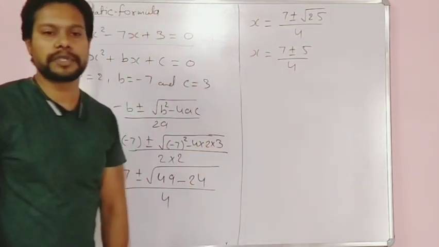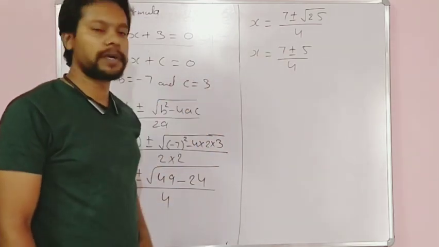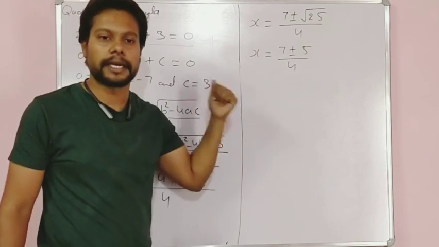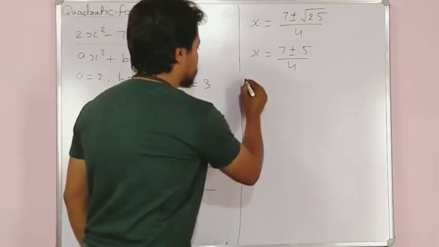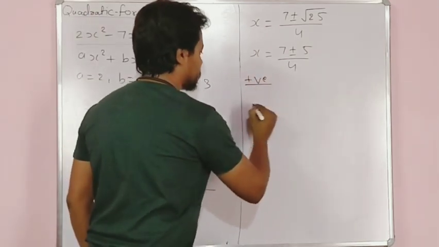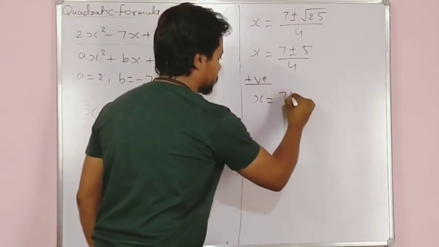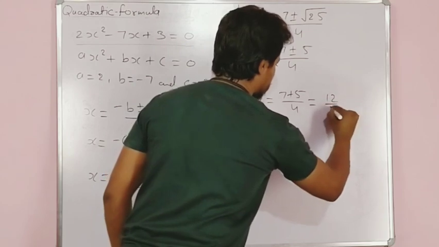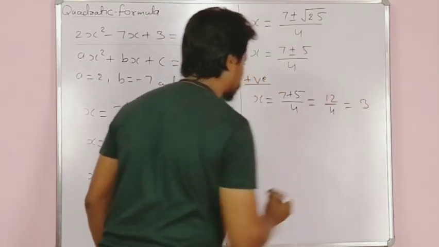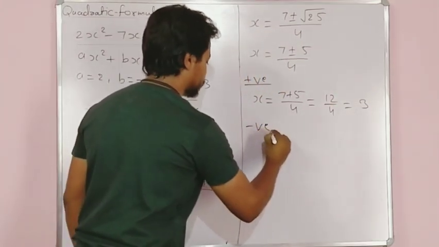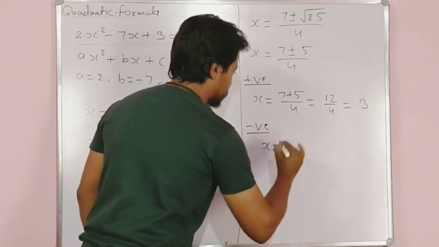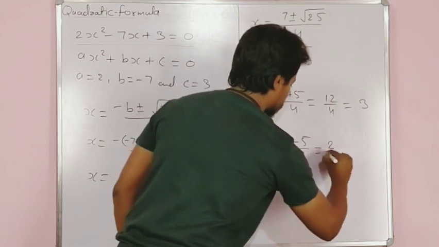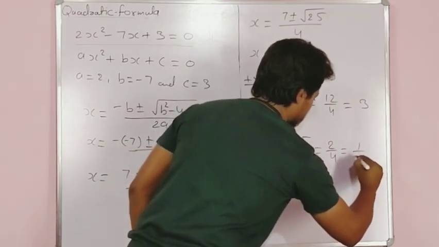Now here we have two signs, positive and negative. First we will take positive, we will get our first root, then we will take the negative sign, and we get our second root. So let's start. First of all, positive sign. x = (7 + 5)/4 = 12/4 = 3. Now negative sign. x = (7 - 5)/4 = 2/4. It gives us 1/2.